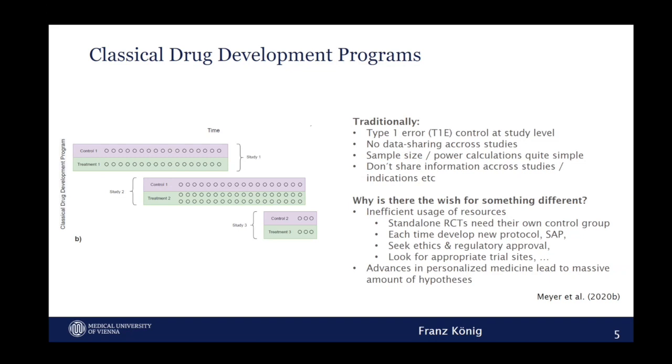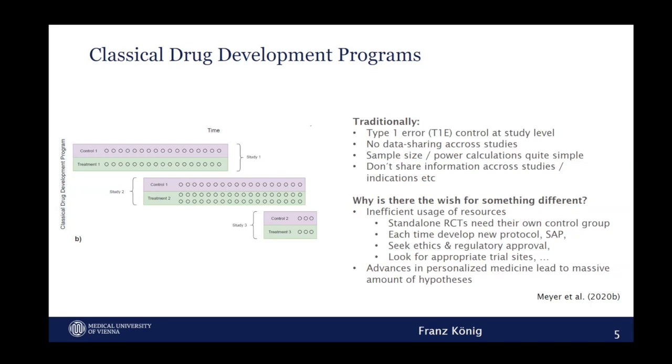So here you could argue, traditionally, we might have learned a lot about the controls, and also traditionally, we would focus on type 1 error control at study level, which is also pointed out in several regulatory guidelines, like in the ICH E9 or on the one of multiple testing issued by the FDA or EMA. But the key point is really we don't share information across studies and indications.